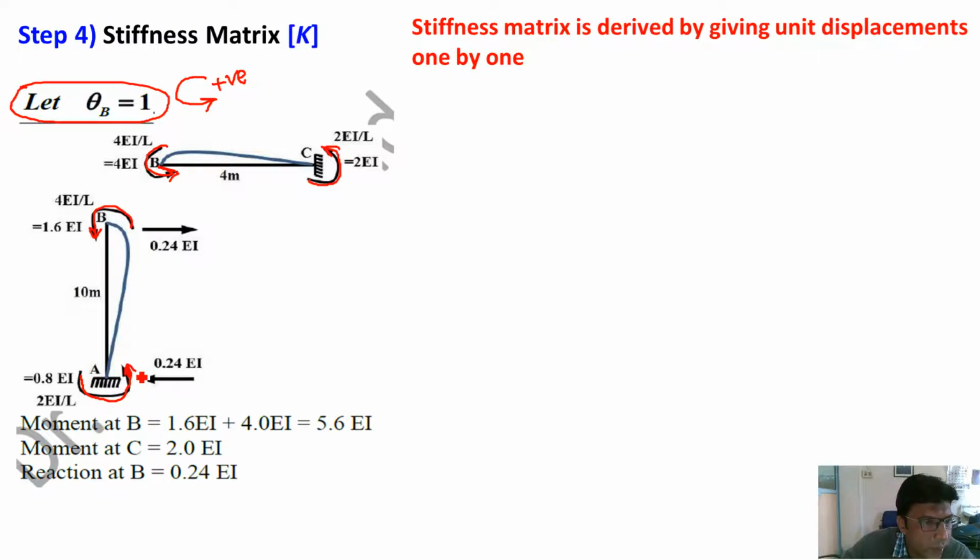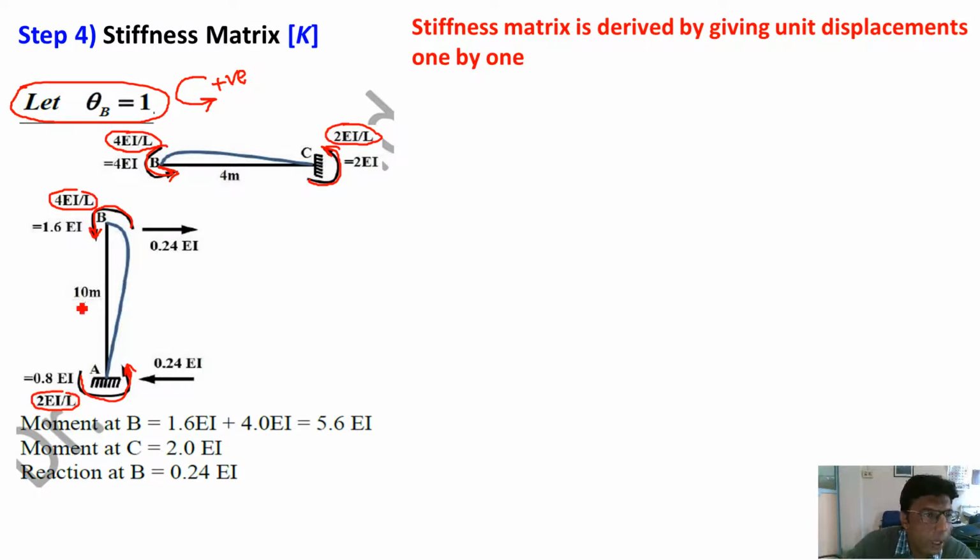Okay, what is the magnitude of moment? Moment required to rotate a joint is 4EI by L. So this is 4EI by L at B and 2EI by L at C. We are rotating joint B, so it is 4EI by L at joint B. Similarly for column also, 4EI by L at B and 2EI by L at A.